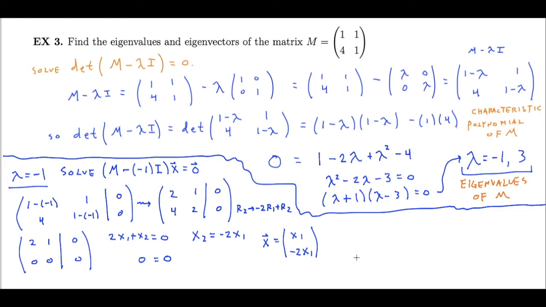And as we saw in example 2, it's notationally helpful to factor out the x1 that both of these components have in common. I can rewrite this as the vector (1, -2) times x1. So for any choice of x1, if I plug it into that form there, then the resulting vector will be an eigenvector associated with the eigenvalue negative 1.